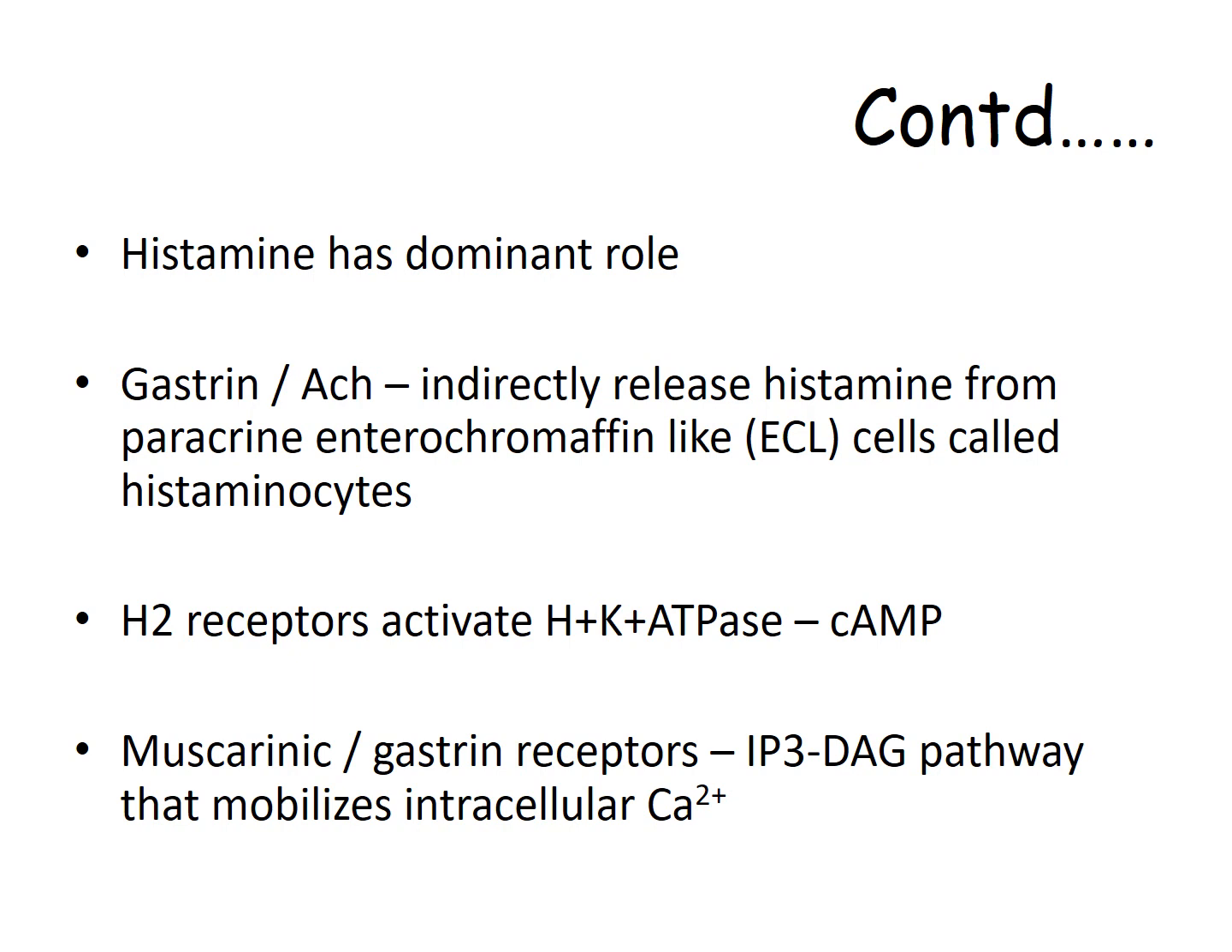Histamine has a dominant role. In the previous picture itself, I have shown that histamine directly from the ECL cells will activate the H2 receptors. Gastrin and acetylcholine indirectly release histamine from paracrine enterochromaffin-like cells called histaminocytes. H2 activates H plus K plus ATPase through cAMP, and the muscarinic and gastrin receptors will be acting through the IP3 DAG pathway, which mobilizes the intracellular calcium. And the final step is the H plus K plus ATPase activation and release of H plus ion.